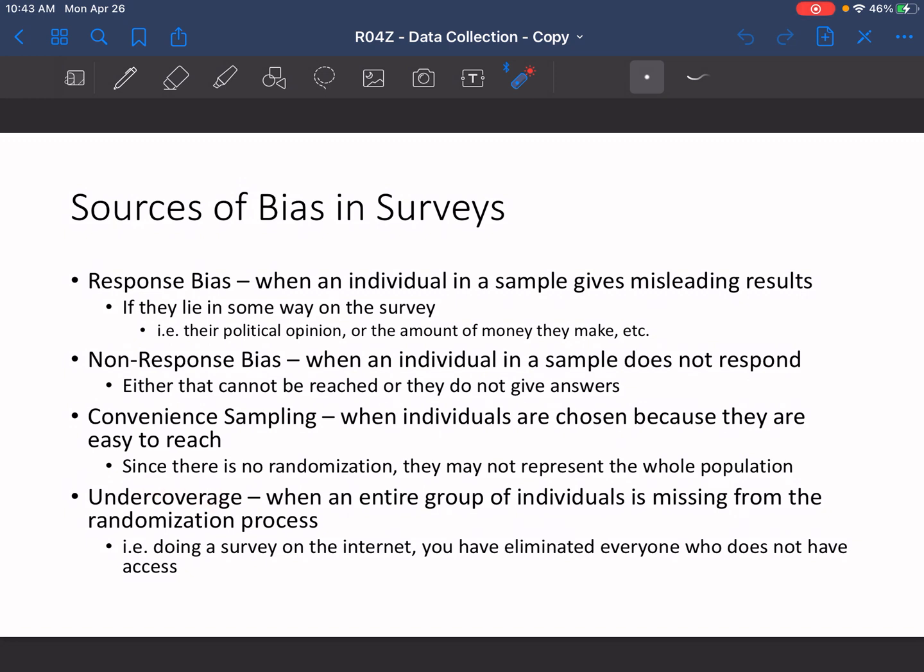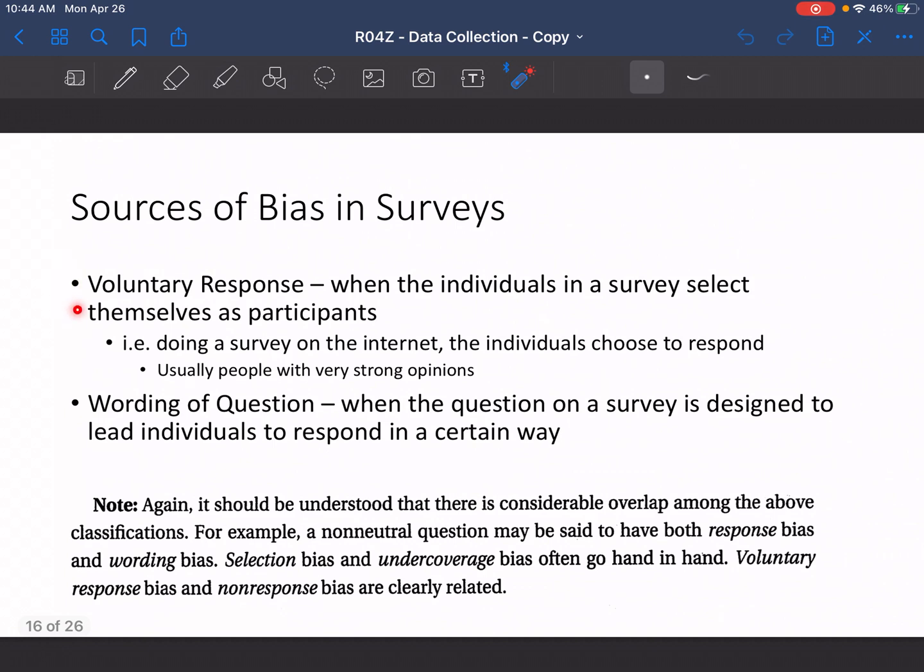We also have this idea of undercoverage, and that's when an entire group of individuals is missing from the randomization process, i.e. if we're doing a survey on the internet, we would have eliminated everyone who does not have access to the internet. So that's an example of undercoverage in that sense. We also have this idea of voluntary response bias, and that's when individuals in a survey select themselves as participants. So that would be doing a survey on the internet, and then the individuals choose to respond, or they don't choose to respond. And most of the time you're going to see people with very strong opinions, and that being an example of a voluntary response bias.